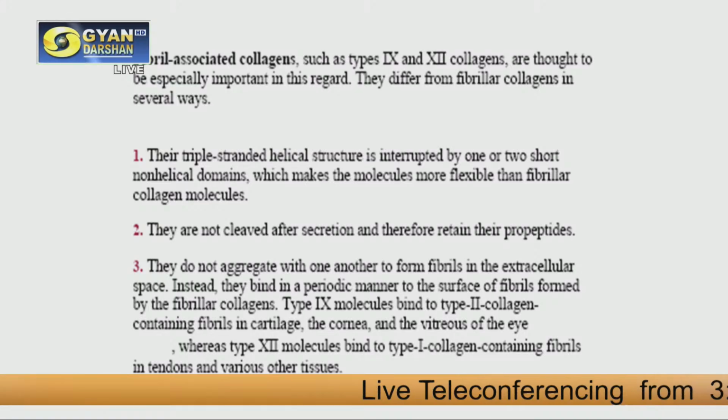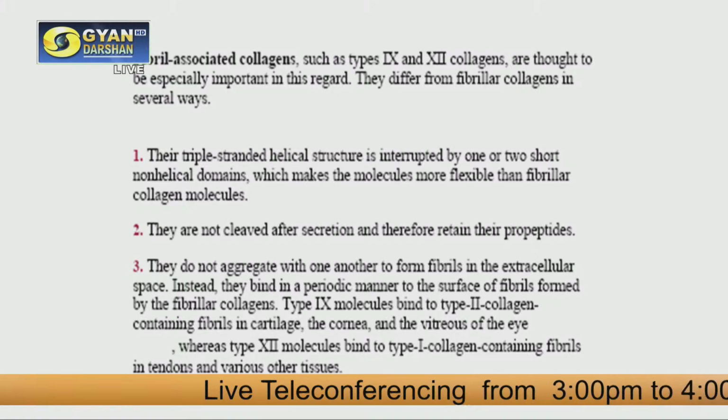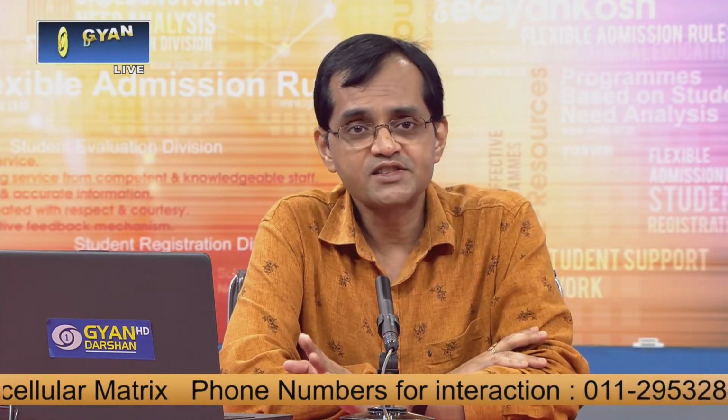So, basically their function is to associate. That is why they are called fibril-associated collagen. They are more associated with the fibrillar collagens. Now, we come to the next protein. So, collagen is over, the first protein.